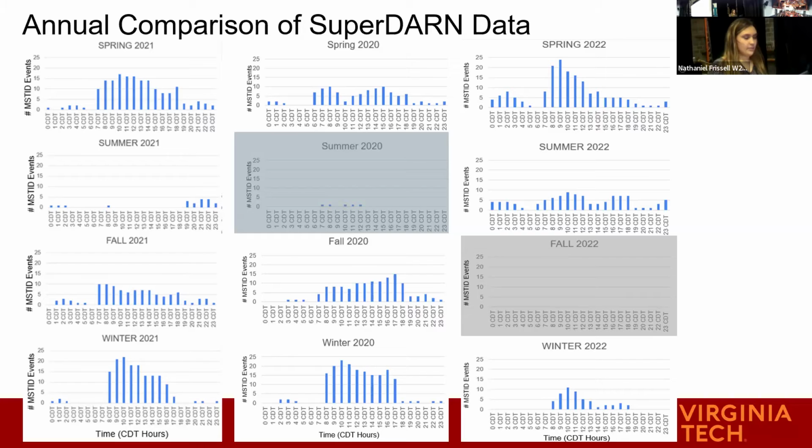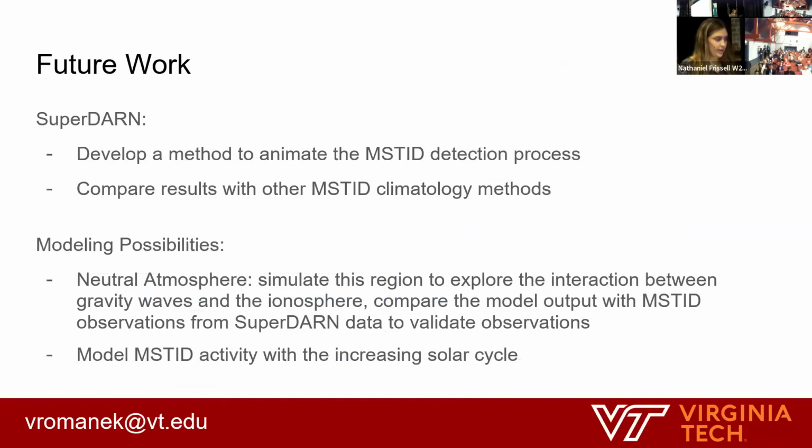So where do I go from here? My next step is going to be working towards developing a method to animate the process of MSTID detection. As I mentioned, I collected this data by manually scrolling through years of data, looking one hour at a time, and that's not the most time-effective way to do this, nor is it the most accurate. I think it would be good to work towards animating this to have a code notice when there's MSTIDs.